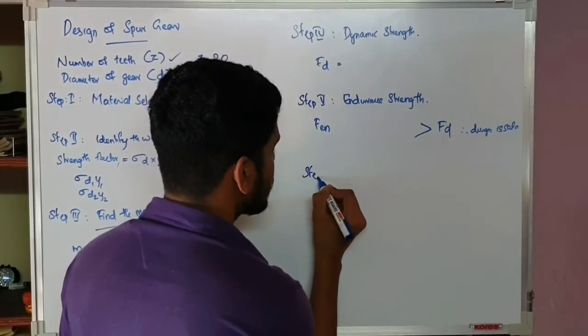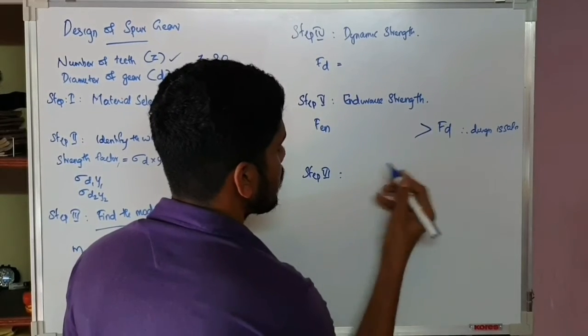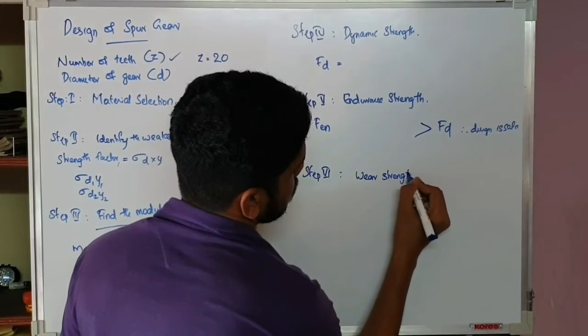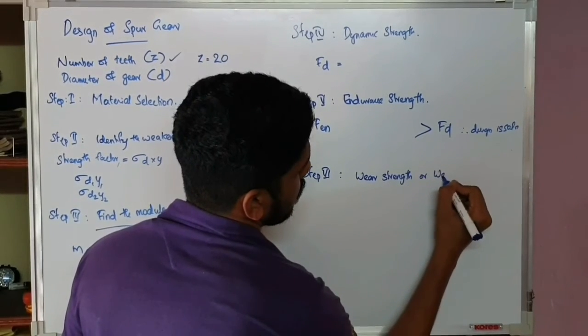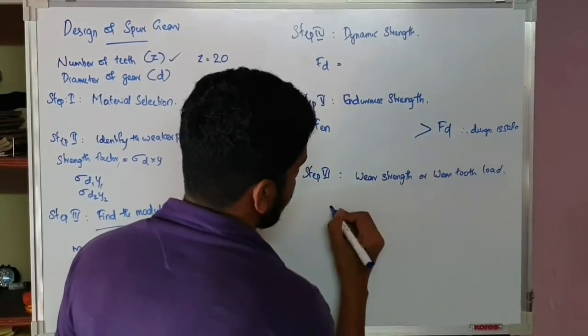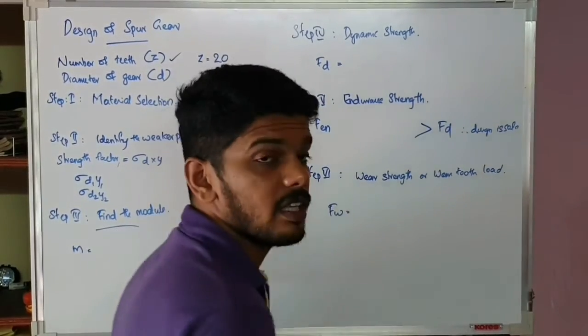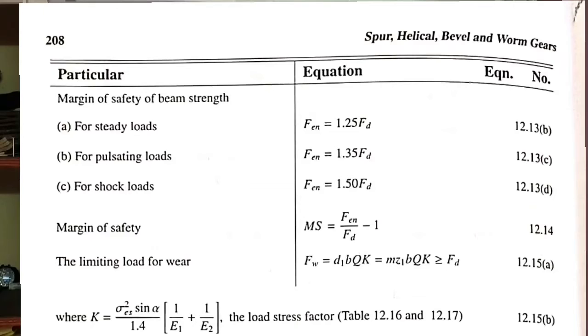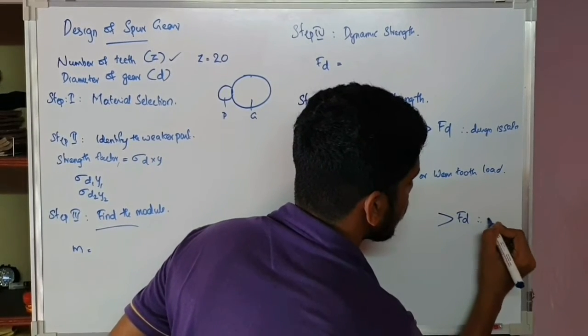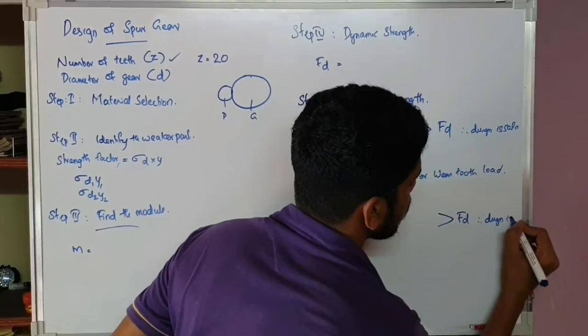And also the last step, step 6, wear strength or wear load. FW, we can find that equation on page number 208. FW is equal to D1 B Q K. Write down that equation and find the FW. This FW also should be greater than FD. Then the design is safe.